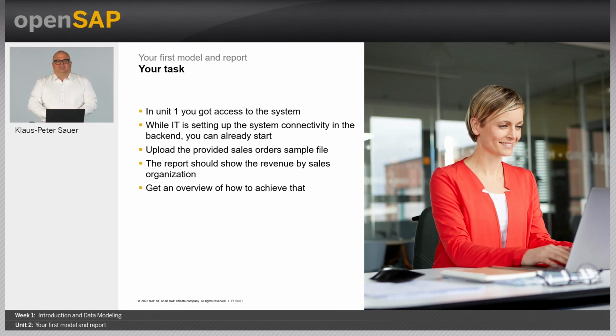So now that you have access to a system and IT is setting up the system connectivity to the back-end systems, you can already start to create a first report based on the sales order sample file, which you were provided by a colleague. The report should show the revenue by sales organization. To achieve that, you need to upload the file to the system, build a simple model, and then the data model is consumed by SAP Analytics Cloud in a story. I will show you how to do that.